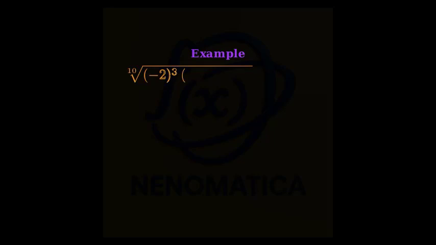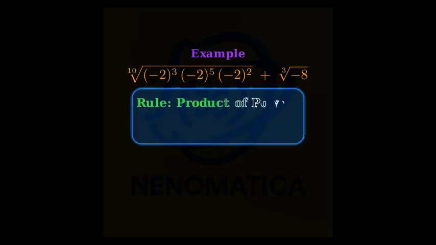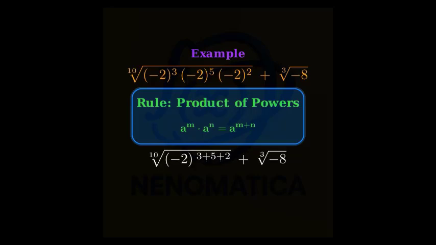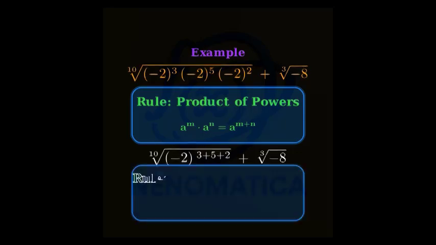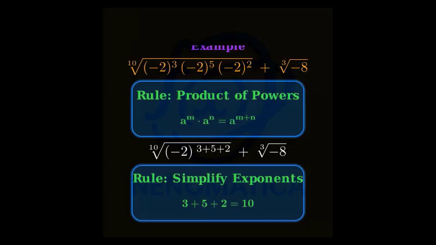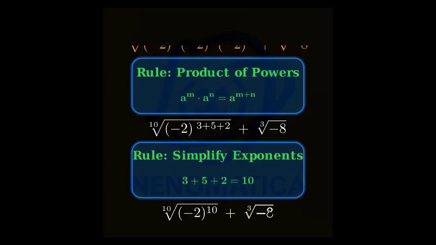Example: the expression is the 10th root of open parenthesis -2 close parenthesis to the third times -2 to the fifth times -2 squared plus the cube root of -8. Rule: reminder, product of powers with the same base equals that base raised to the sum of exponents. Combine the 3 powers of -2 inside the 10th root. Now add those exponents. 3 plus 5 plus 2 equals 10. So the exponent becomes 10.